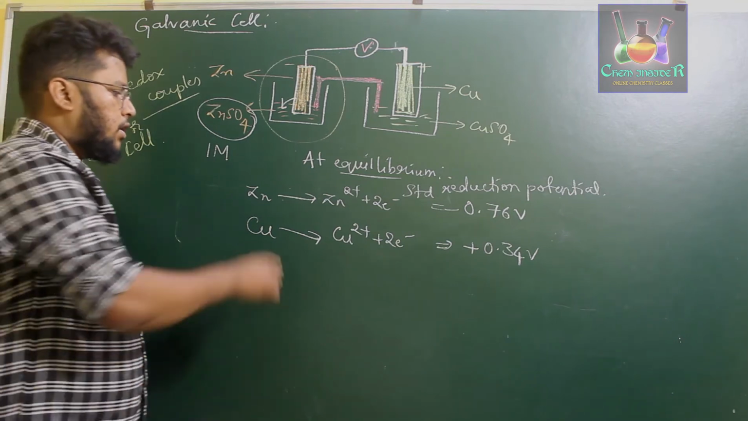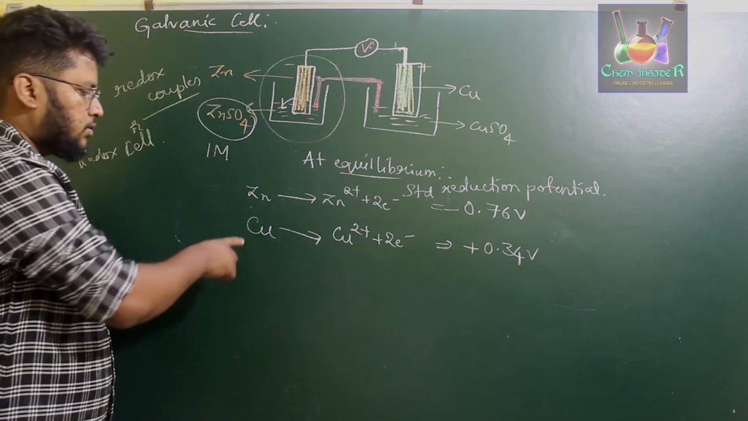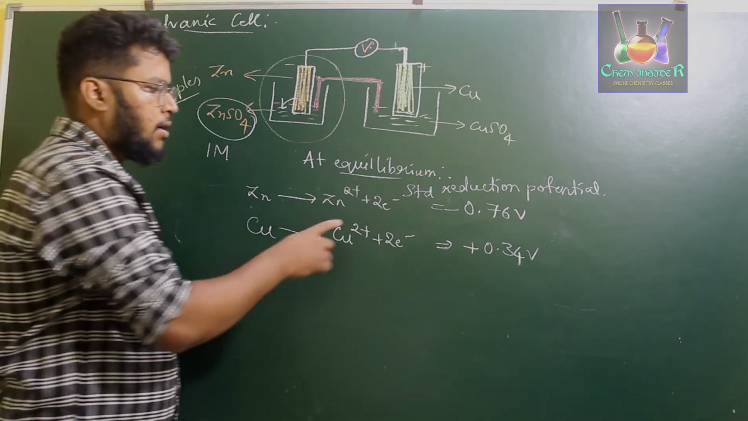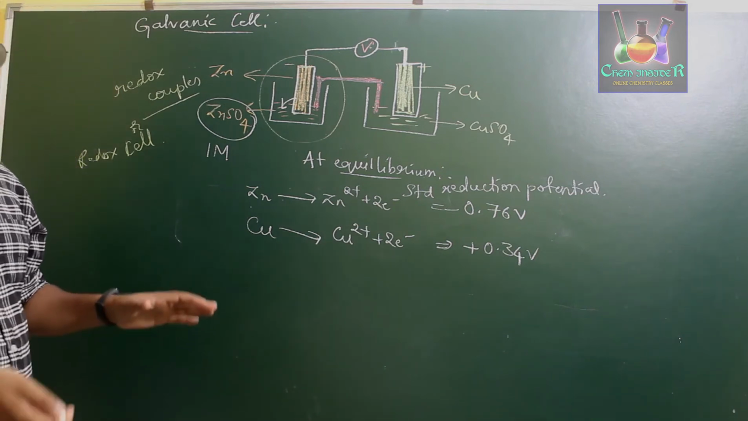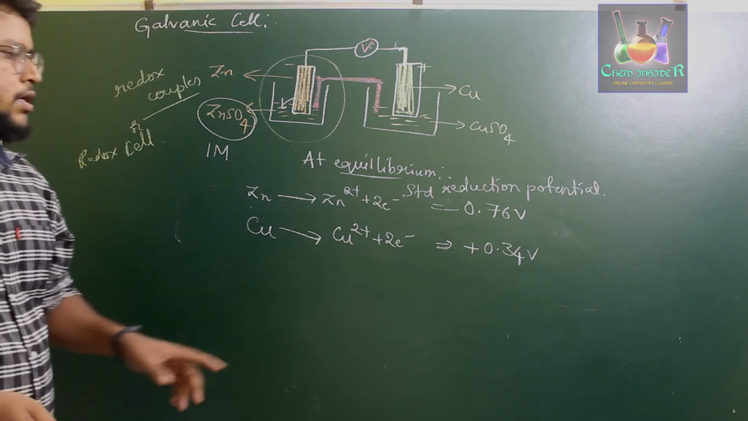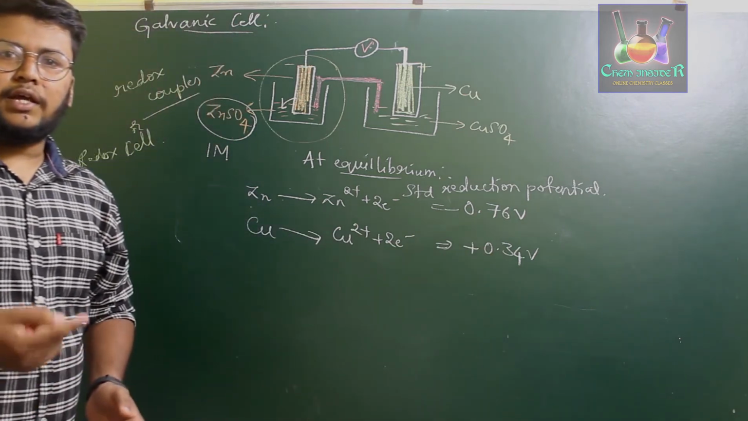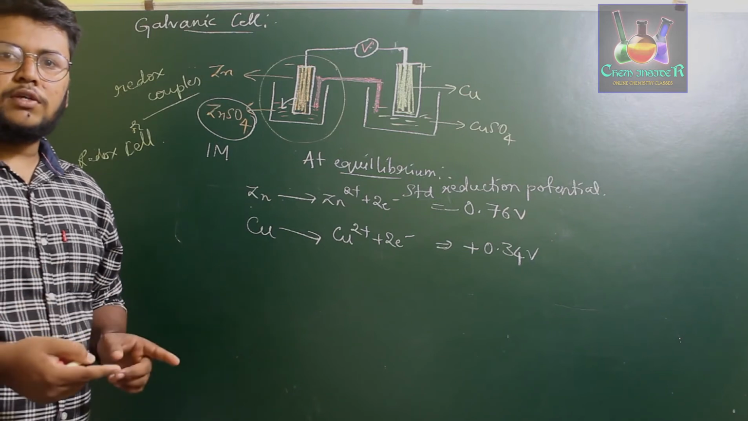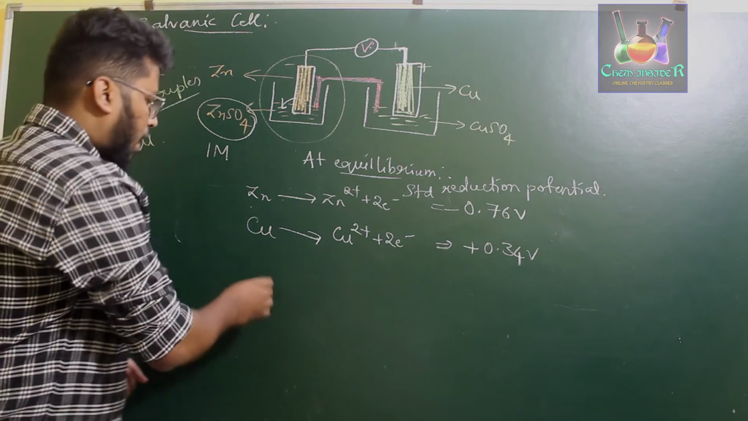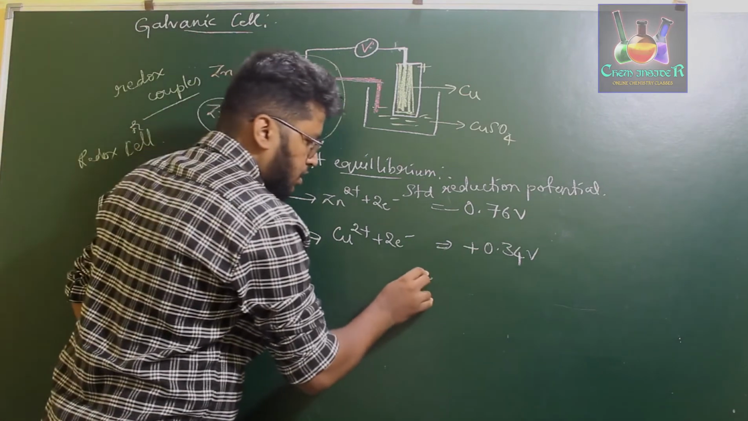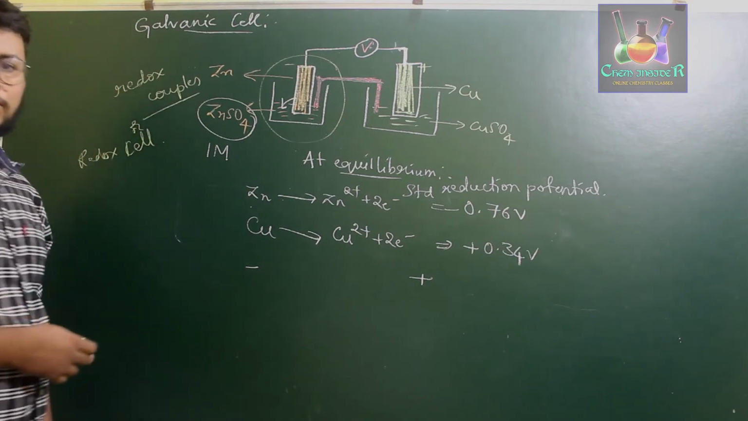So the standard electrode potential of zinc is minus 0.76 volts, and the standard electrode potential of copper is plus 0.34 volts. Now clearly we have a complete difference between these two. This difference is called the potential difference in their electrode potentials, which causes the initiation of this reaction. We have a negative charge on the left-hand side and a positive charge on the other side.